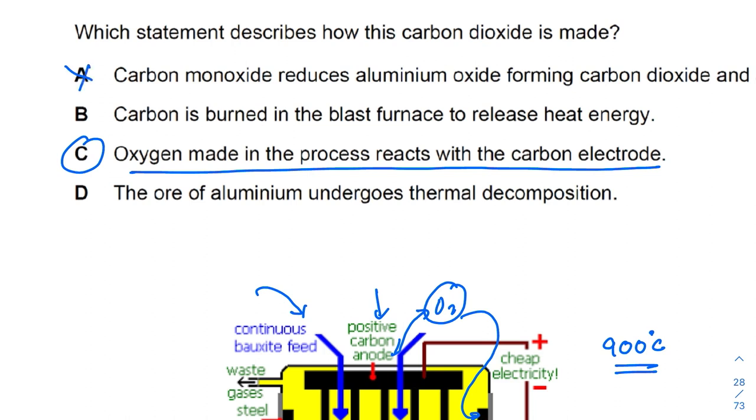Option B, carbon is burned in a blast furnace. This is not a blast furnace, it is electrolysis. A blast furnace is useful for iron extraction, but this is not iron extraction. Therefore option B is also wrong. Option D, the ore of aluminium undergoes thermal decomposition. No, only certain metal oxides undergo thermal decomposition, so Al2O3 cannot undergo thermal decomposition. So that's going to be the answer, option C: oxygen formed at the anode reacts with the carbon electrode to form carbon dioxide.